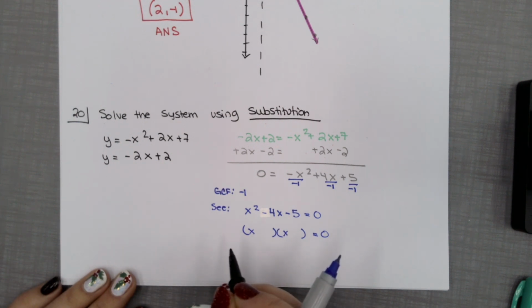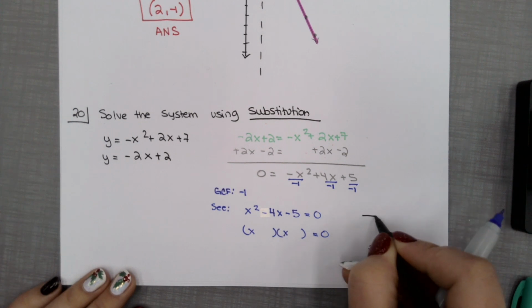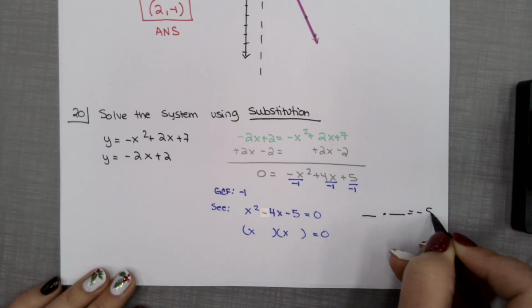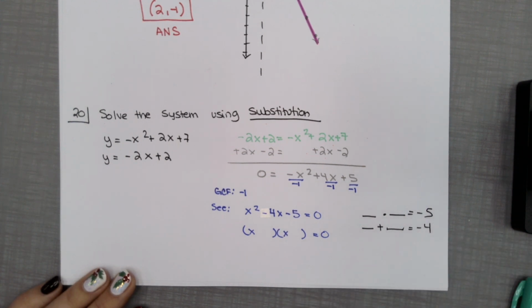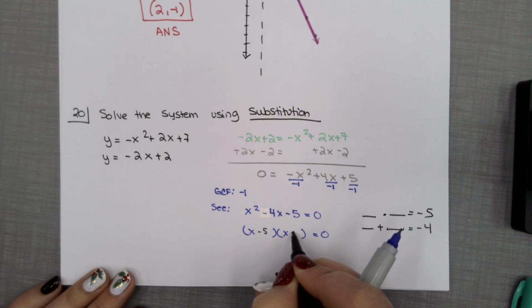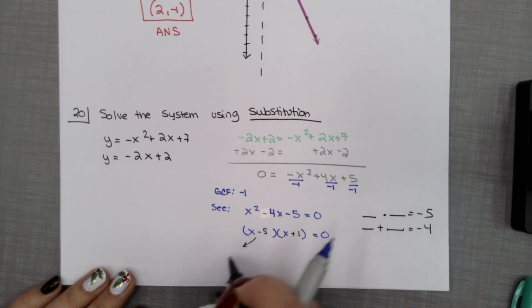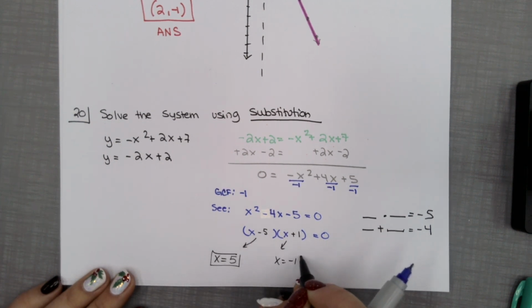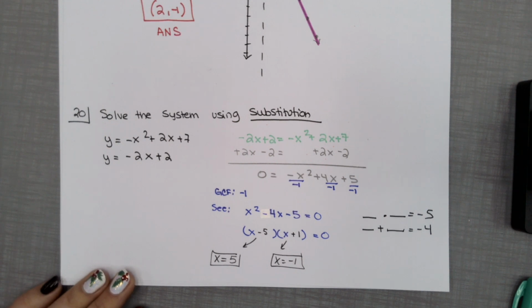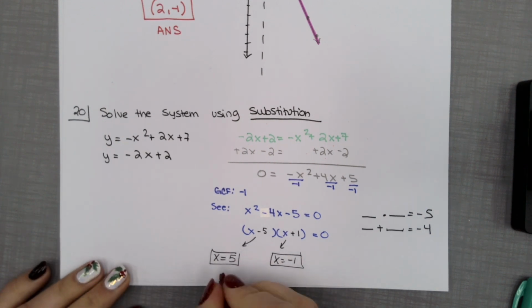So we want two numbers that multiply to a negative 5. Same two numbers add up to a negative 4. Negative 5 and positive 1. Thank you. We're going to solve and get x is equal to 5. We're going to solve and get x is equal to negative 1. Remember, beautiful people, this right here is not the answer.